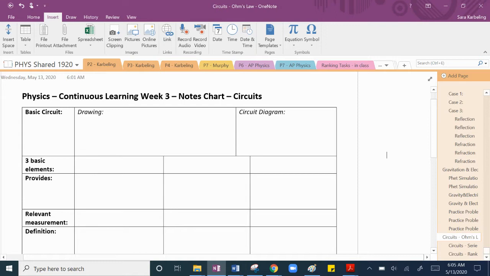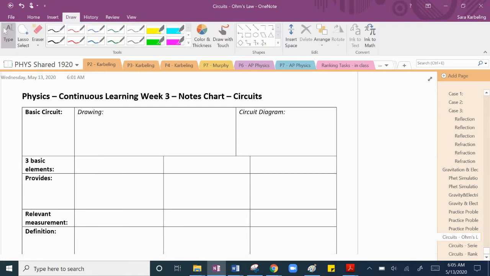Okay. So the very first thing that you did in your PhET simulation was to build a circuit that made a light bulb light. So just to pull all of that together, we're going to go ahead and draw what that circuit looks like. So in the PhET simulation, you had perhaps a battery, and batteries often look like this.